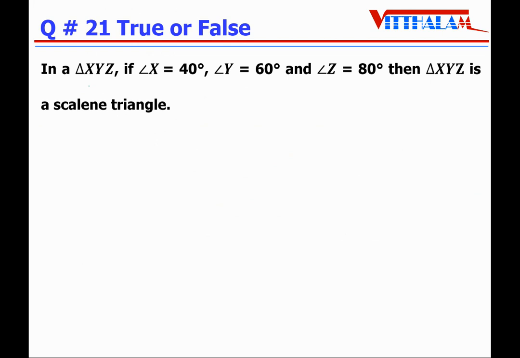In a triangle XYZ, angle X equals 40, angle Y equals 60, and angle Z equals 80. Then triangle XYZ is a scalene triangle. True. All the three angles are different. Therefore, the sides will also be different. Correct? That's why the given statement is true. Next.